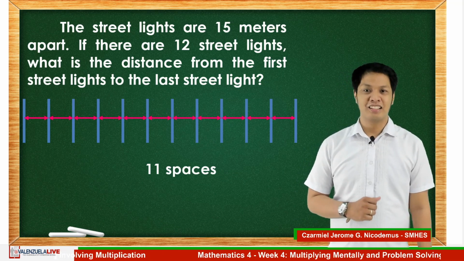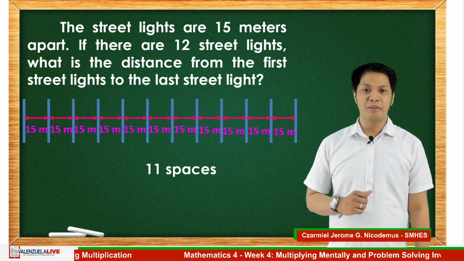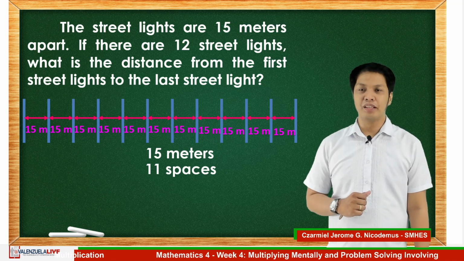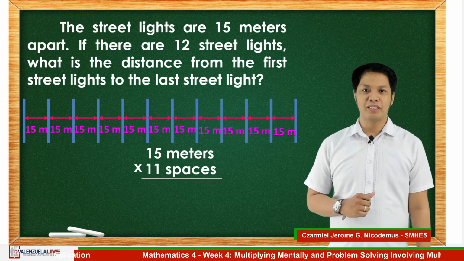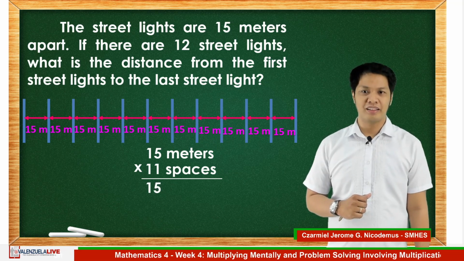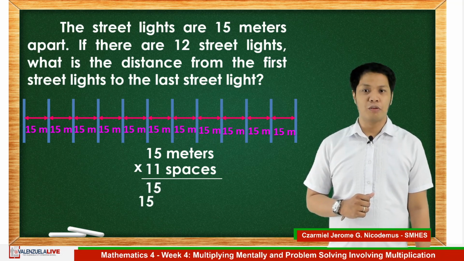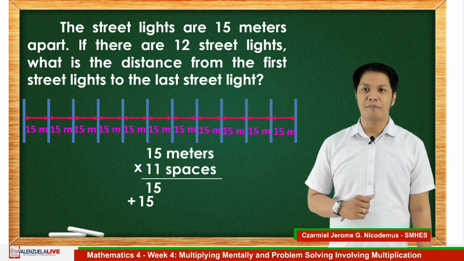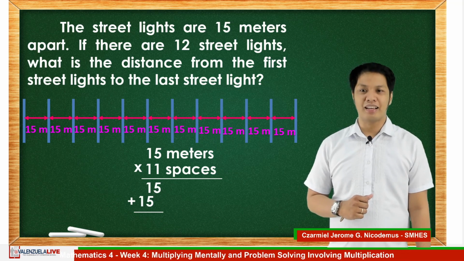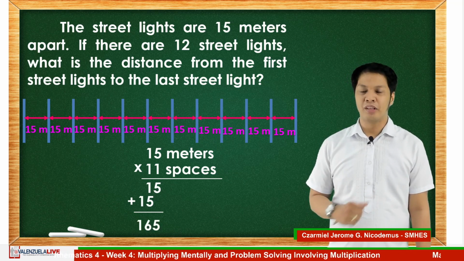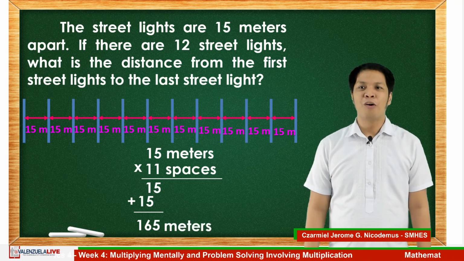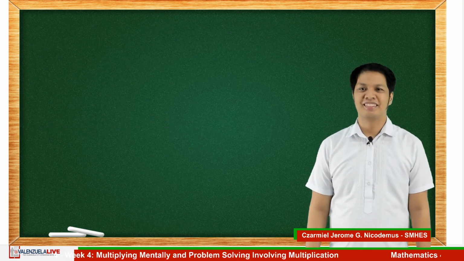Remember, each streetlight is 15 meters apart. So we will multiply 15 meters by 11 spaces. 15 times 1 is equal to 15. Again, 15 times 1 is equal to 15. Add the partial products. The final product is 165. So the distance between the first and last street light is 165 meters.